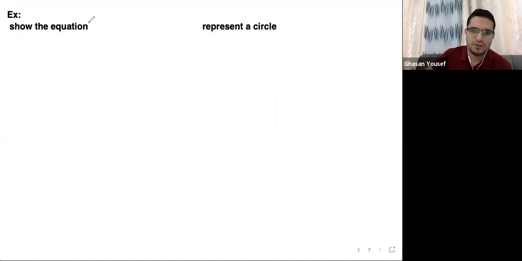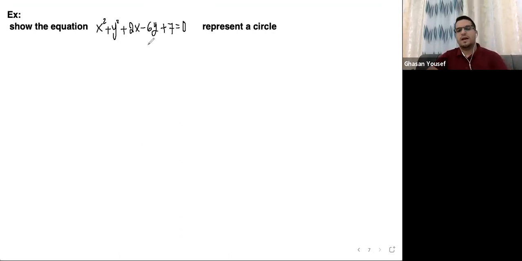This is my equation. Suppose I have x squared plus y squared plus 2x minus 6y plus 7 equals 0. If I have an equation like this, I need to show this equation represents a circle. To do this, I prefer to combine the variable x together.